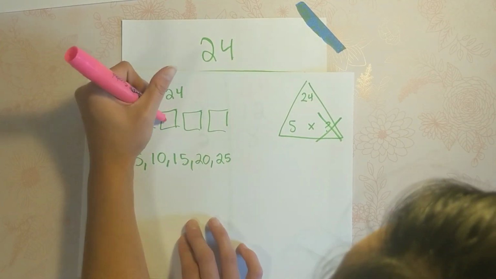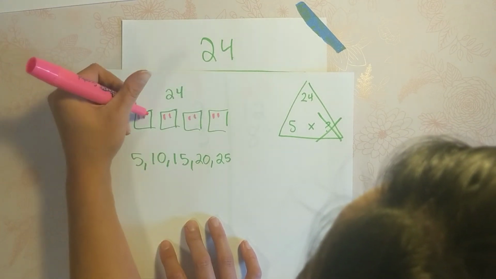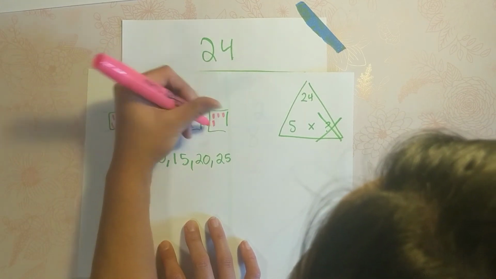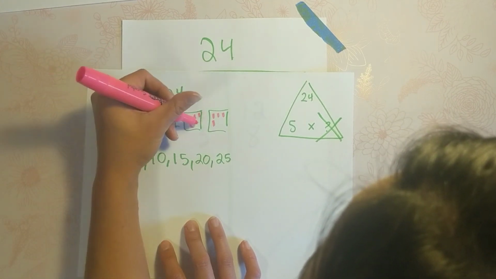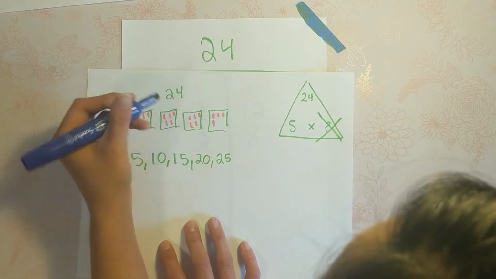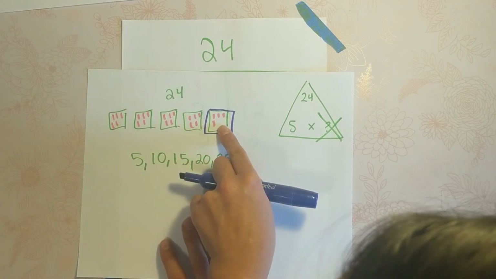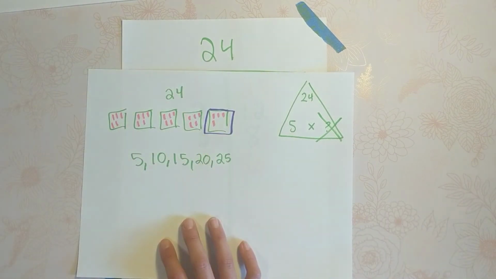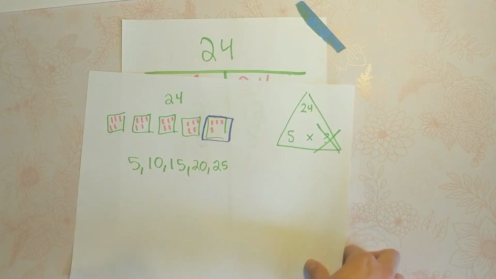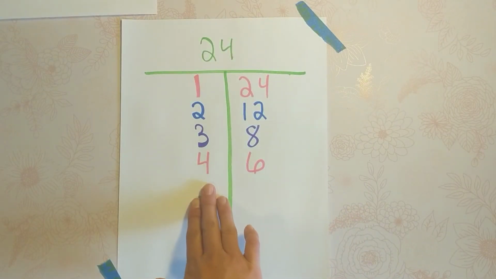1, 2, 3, 4, 5, 6, 7, 8, 9, 10, 11, 12, 13, 14, 15, 16, 17, 18, 19, 20, 21, 22, 23, 24. So these ones all have 5 in them, and this one only has 4. So therefore, I can't get equal groups with my 5s. 5 is not a factor, so we're not going to put it down.